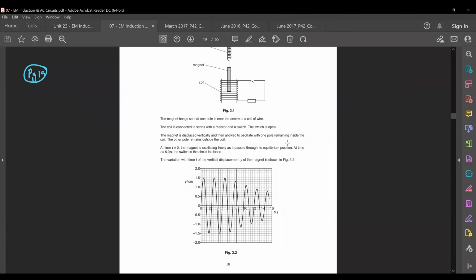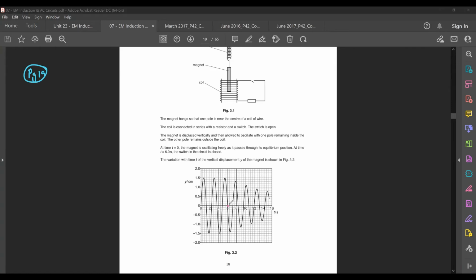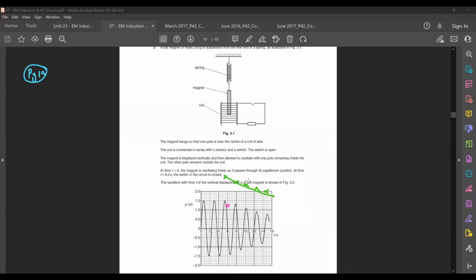You see here, at time t equals 6 seconds, that corresponds to this point here. At time t equals 6 seconds, you notice that your amplitude starts to drop. You see your amplitude is continuously dropping after time t equals 6 seconds. At t equals 6 seconds is actually where you close the switch here.